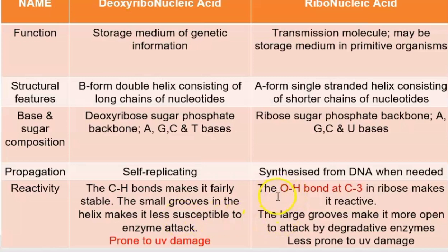But looking at the reactivity of RNA, the OH that is bound in the ribose makes it reactive, meaning RNA is more reactive than DNA. Why? Because of the OH group that is bound. And the large groove makes it more open to attack by degradative enzymes. Okay? It makes it more reactive, and also more prone to enzymatic attack because of what? The large groove.